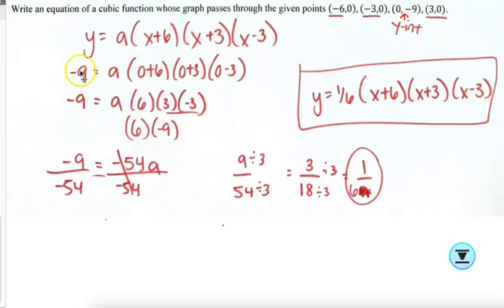And so I plugged in a -9 for my y, I plugged in 0 for my x's. After solving all this loveliness, you end up getting the fraction 1/6 for your a value, which is why the equation would be the following.